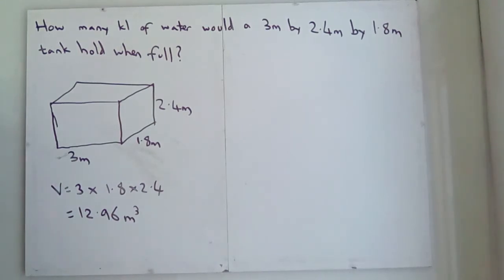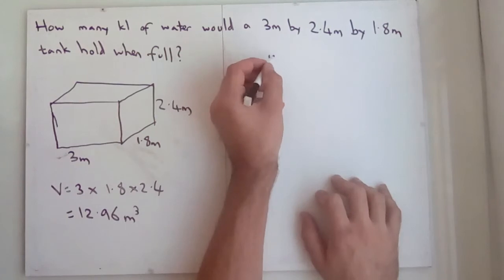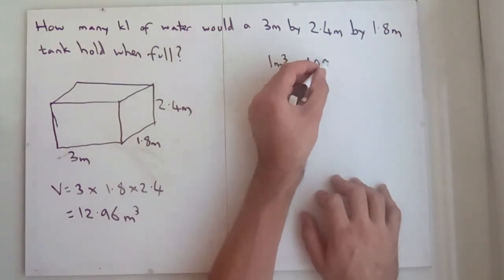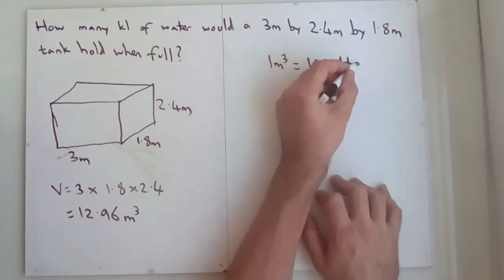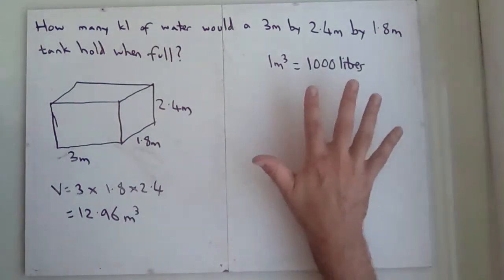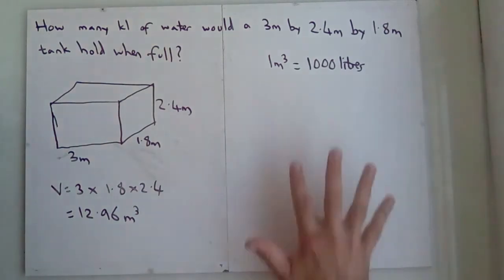Now we need to know something about kiloliters and liters. As I was saying, you're a bit unlucky if you get asked about kiloliters, but hopefully this might be a useful one to know. Basically 1 meter cubed is 1,000 liters. Kiloliters are just, we can just divide by 1,000 again. So if we can maybe just learn this fact, 1 cubic meter is 1,000 liters, and we can go from there. So let's work out how many liters.